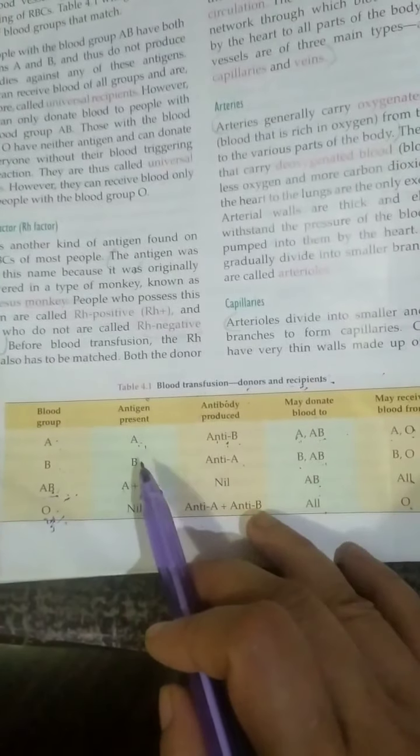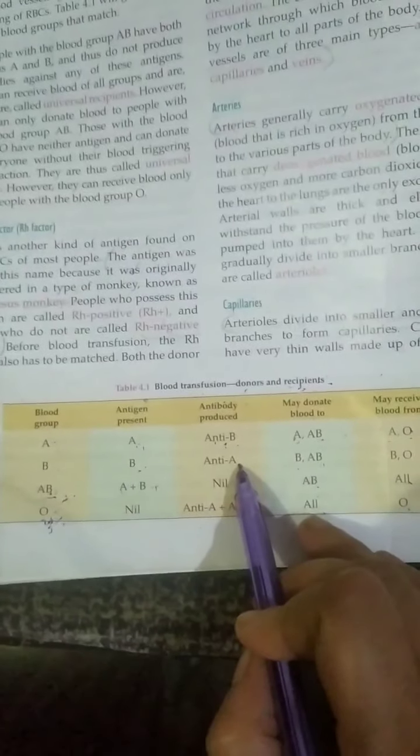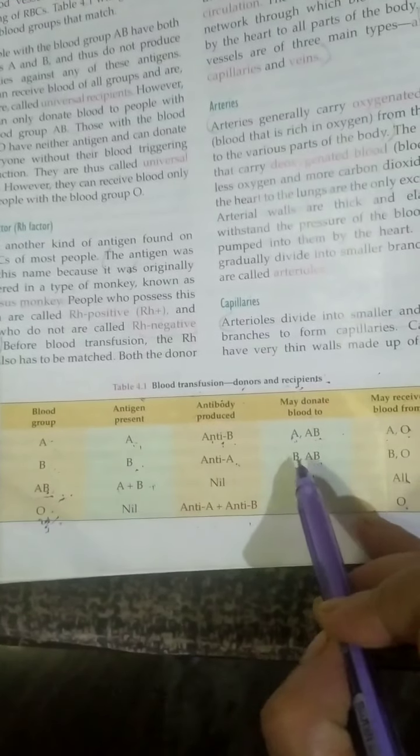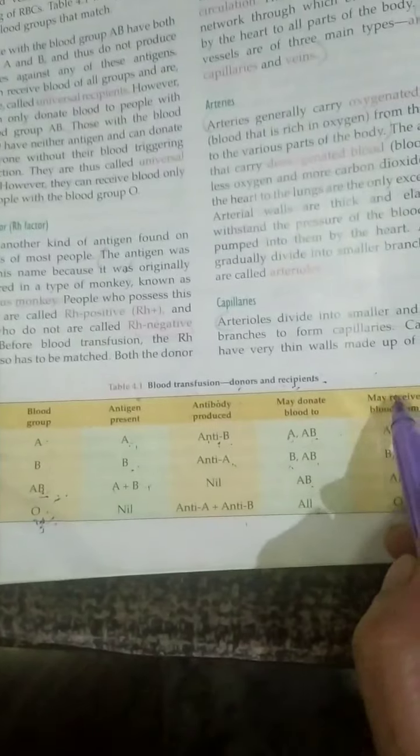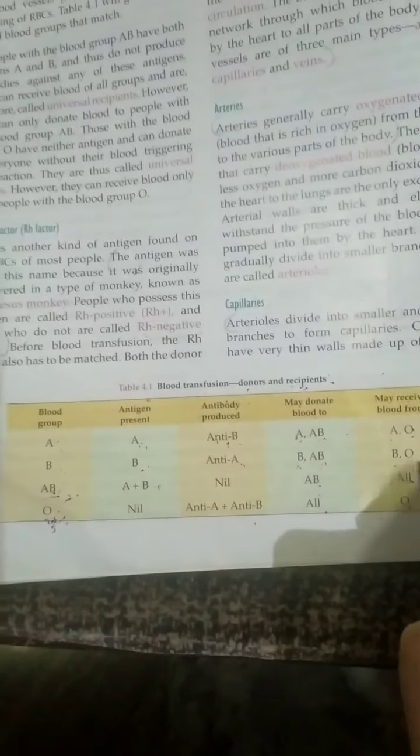B blood group has antigen B. They produce antibody A. They can donate blood to B and AB, and they receive blood from B and O.